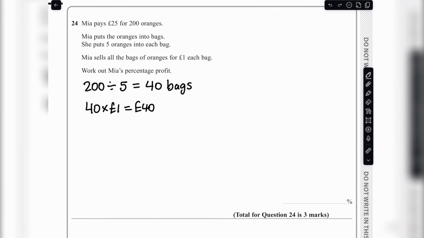And finally, to determine the percentage profit, we need to subtract £25 from £40 and divide that value by the original price, which was £25, and multiply this answer by 100. And that gives us a value of 60%. So Mia's percentage profit is 60.